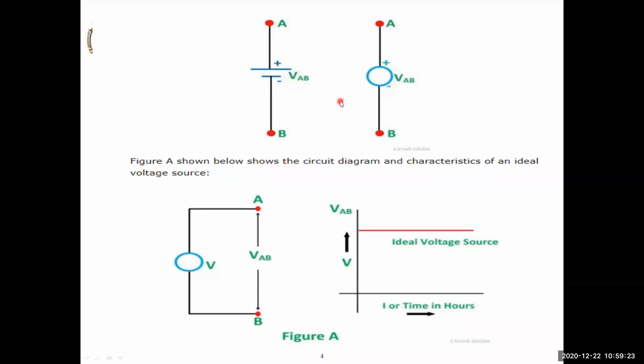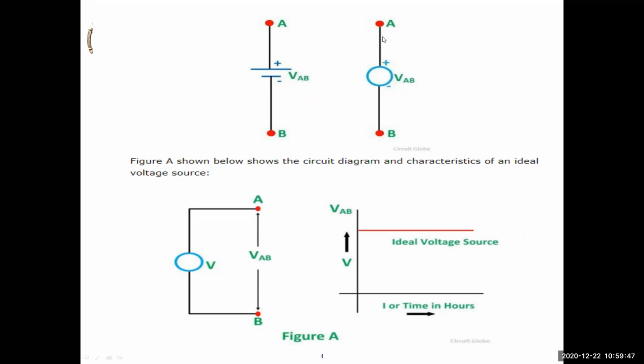How to represent an ideal voltage source? What are the characteristics of an ideal voltage source? This is called a battery. The battery is nothing but a source. We indicate sources in two ways, both are correct. We indicate it in a circuit like this. A and B, this is one terminal and this is another terminal. This is plus and this is minus.